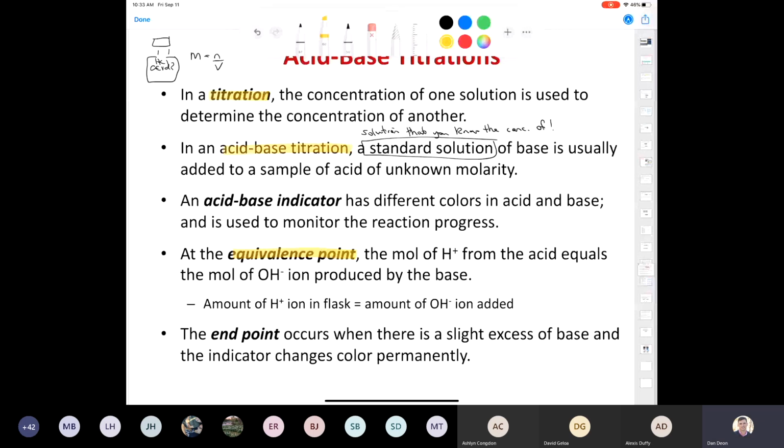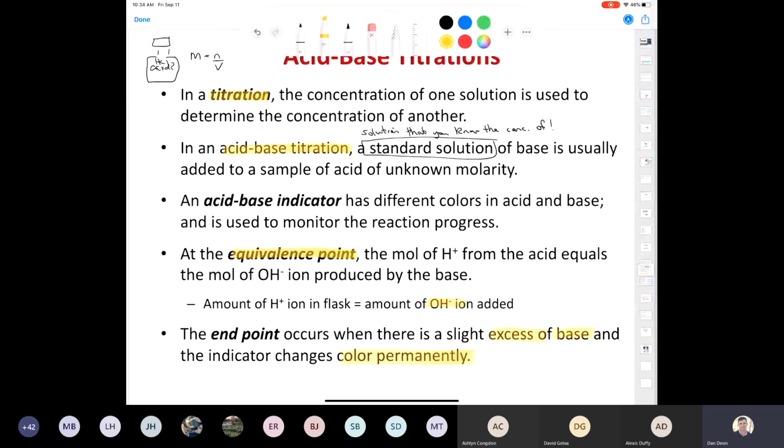Okay, cool. Well, if you add just a tiny bit more of the base to the titration flask, and I'll show you what that means in a second, you're going to have a little bit of excess base. And when you have a little bit of excess base, it's going to react with the indicator and cause it to change color permanently. So when you see the color change, you know the titration is over. You have the volume of the base, you know the concentration of the base, you can figure out the number of moles. You have the balanced equation, you figure out the number of moles of acid, you know the volume of acid.